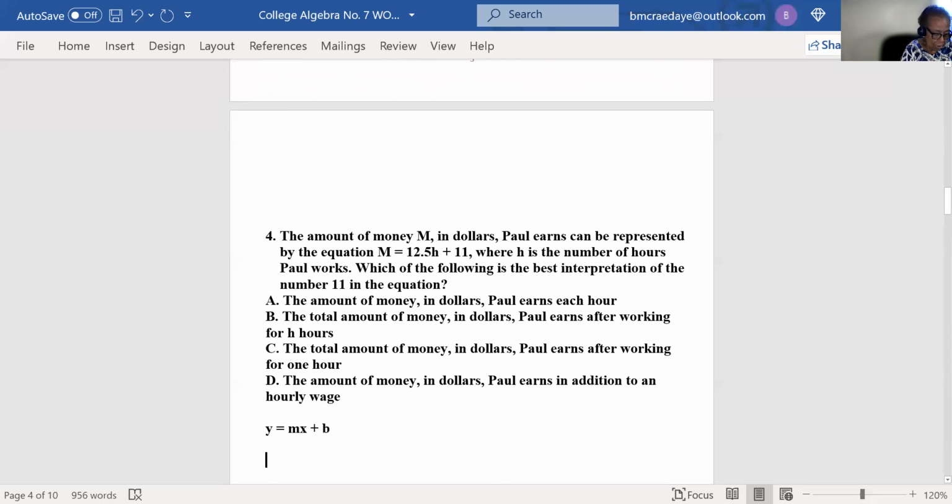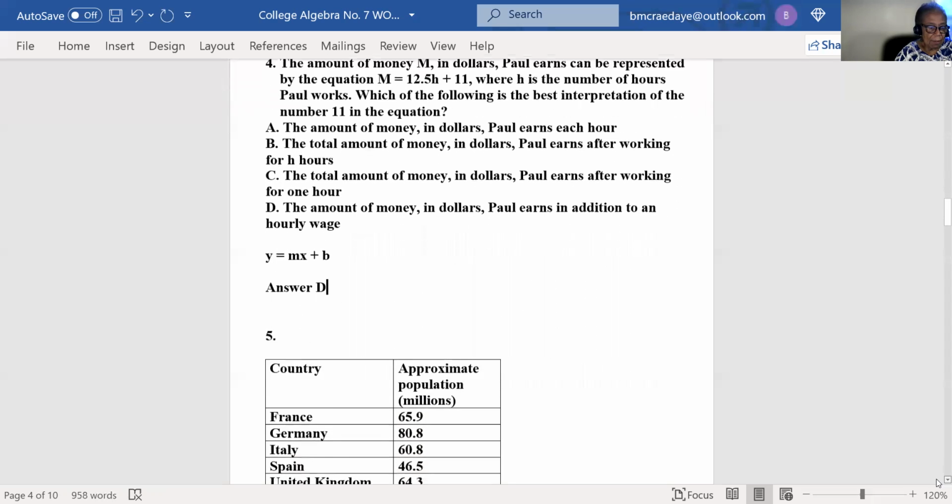Okay, so answer D. In addition to $12.50 an hour that Paul earns, he gets an extra $11. So the 11 is added to the product of his hours times his $12.50 per hour. Answer D. Okay, let's go to number 5.